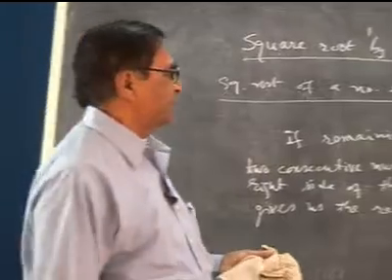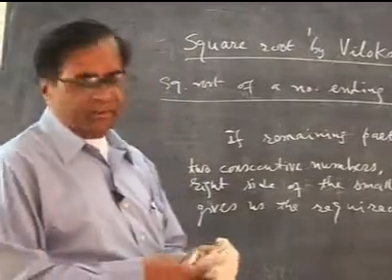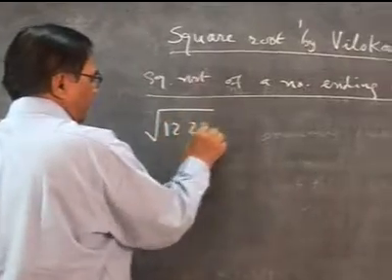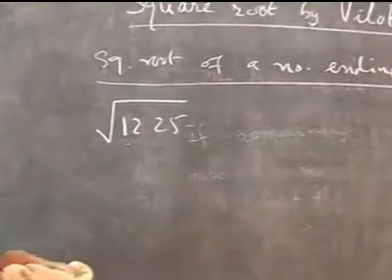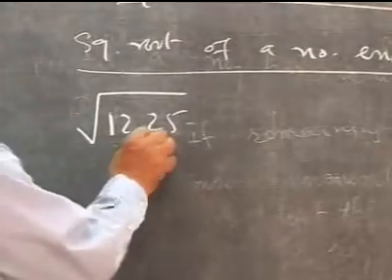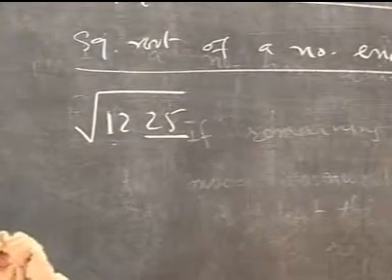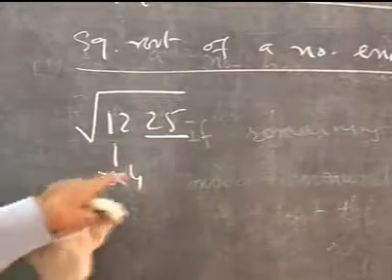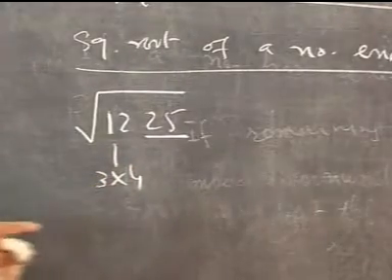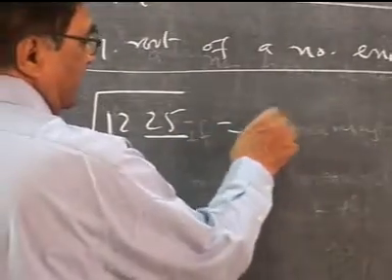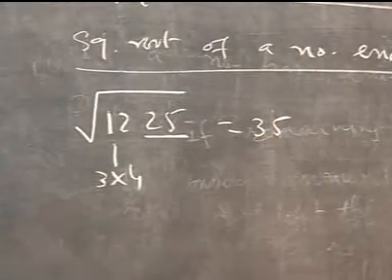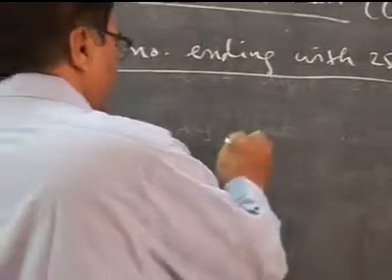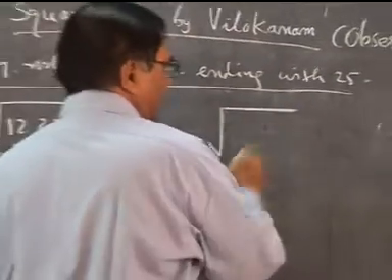Now let us try for some illustrations. Root of 1225. You need to neglect 25. 12 is 3 into 4. They both are consecutive, and so you can say this is 35. Very simple one.